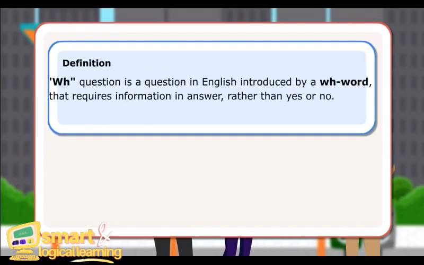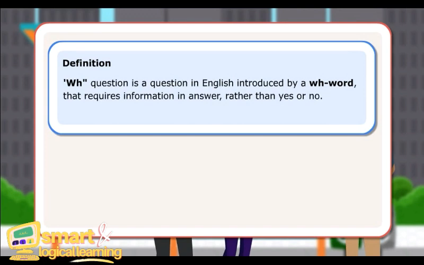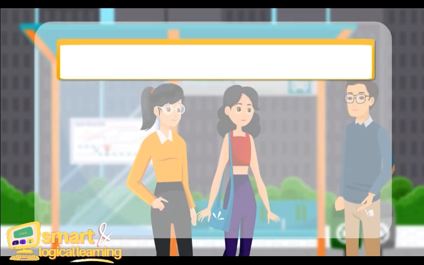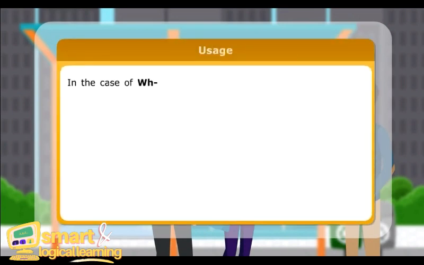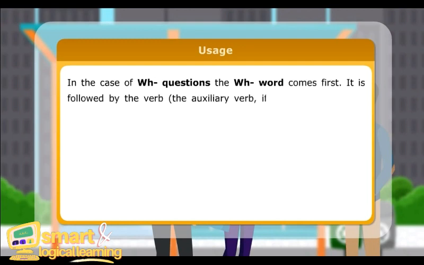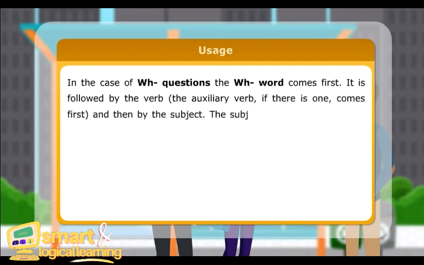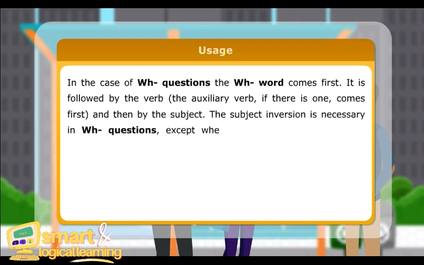Definition: a WH question is a question in English introduced by a WH word that requires information in answer rather than yes or no. Usage: in the case of WH questions, the WH word comes first. It is followed by the auxiliary verb, if there is one, and then by the subject. The subject inversion is necessary in WH questions, except when the WH word itself is the subject.